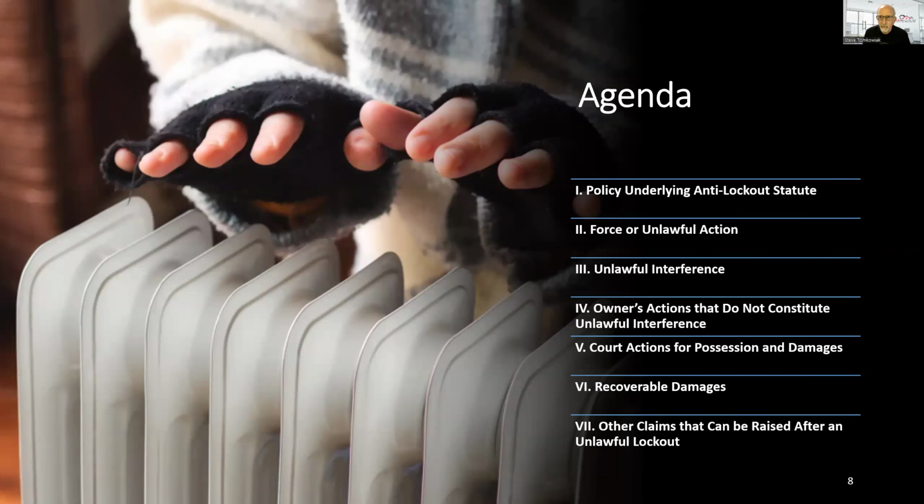So here's our agenda for today. We're going to look at the policy underlying the anti-lockout statute. We're going to see it deals with the problem of self-help evictions, which the video clearly showed. And we're going to look at whether the 2 parts of it: one can be force, using force in an unlawful eviction; another part can be interference, causing an anti-lockout violation. And then we're going to look at what kind of actions by a landlord do not constitute unlawful interference. We're looking at court action for possession and damages and what kind of damages can be recoverable. And last, we'll look at other kinds of claims that can be raised.